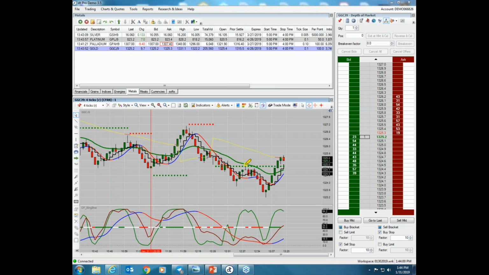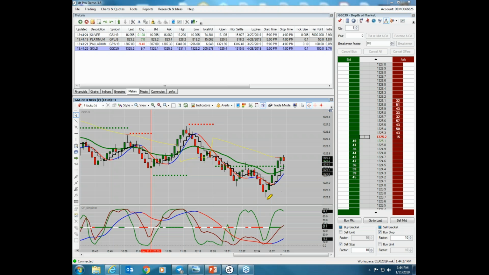Here is the first pullback to the BBC, the normal thing. That close is a dragonfly, a doji. It's a gravestone doji. That's a bearish close. Notice how the cycle is red. Notice how the green line's pulling away. And what happens? The market makes a new pivot low. So does the green line.